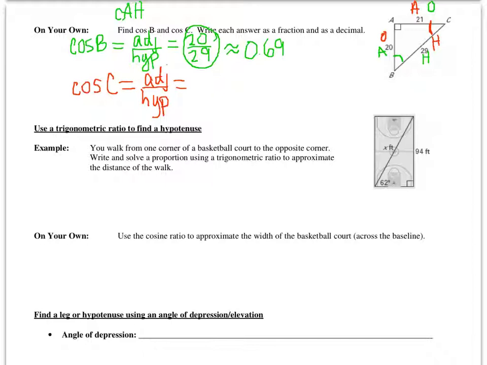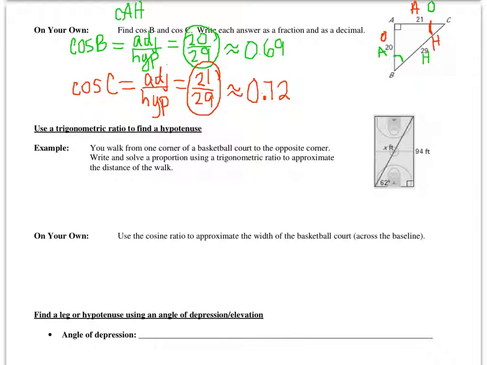So for angle C, my adjacent side is length 21. My hypotenuse is length 29. And 21 over 29 doesn't reduce, so this is my fraction. And if you put it in your calculator and change it to a decimal, you would find that that's 72 hundredths.